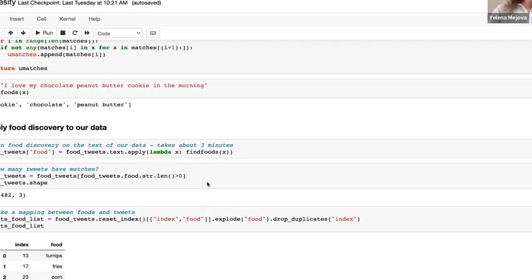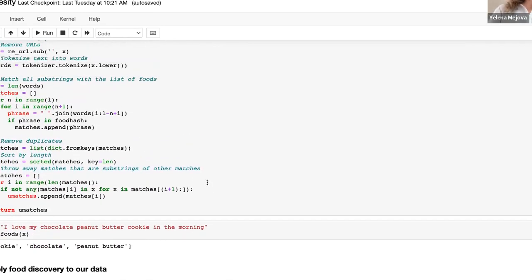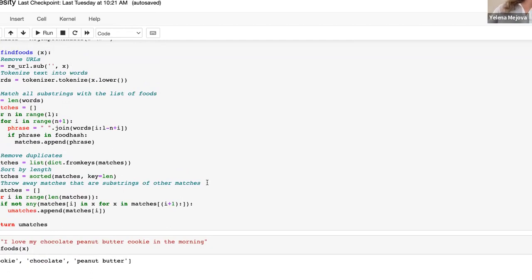Sure, yeah. How can you do this? Like, you find peanut butter and not the... Yeah, so that's why we have two loops here. So the first matches all the possible matches, and then it orders them by length and throws away the smaller ones, the subsets. Took some trial and error to tell you the truth. But yeah, it should work more or less.